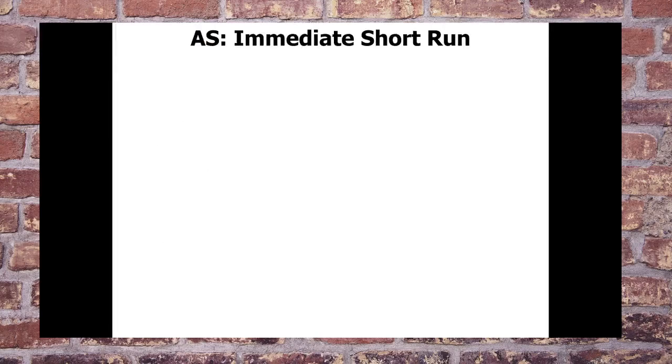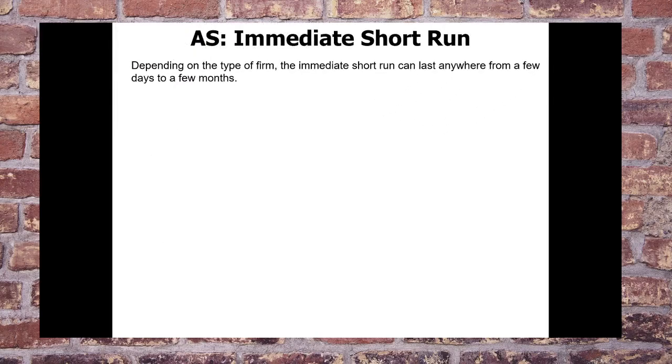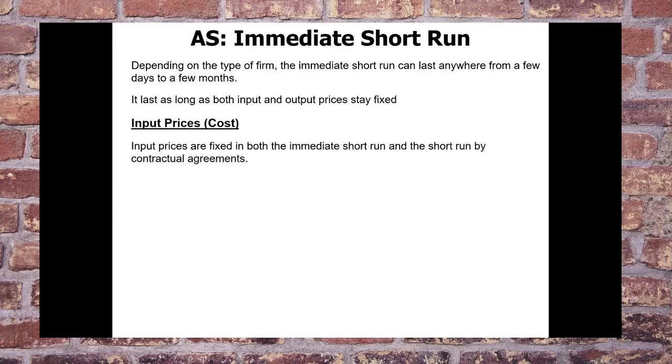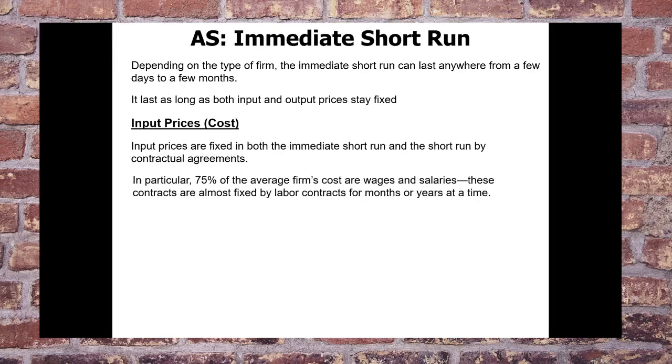Aggregate supply, immediate short run. What does that mean? It depends on the firm, but it lasts as long as both input and output prices are fixed, right? The term we're going to use quite often in this class is "sticky." If prices are sticky going up or coming down, that really means they're fixed. So what do we mean by input prices? Let's look at input prices, which is the cost of production. 75% of the cost of a firm is wages, right?